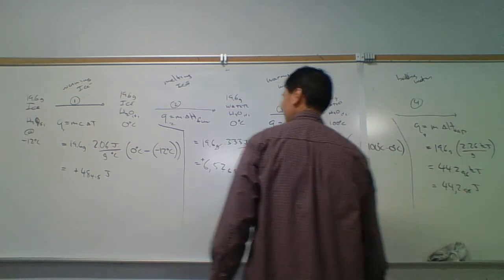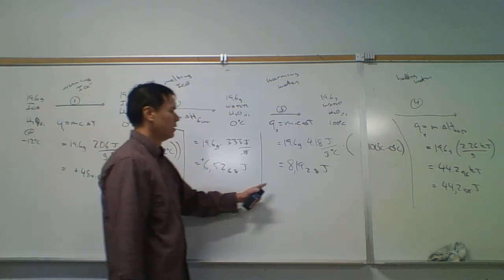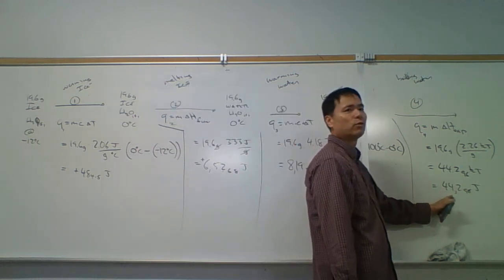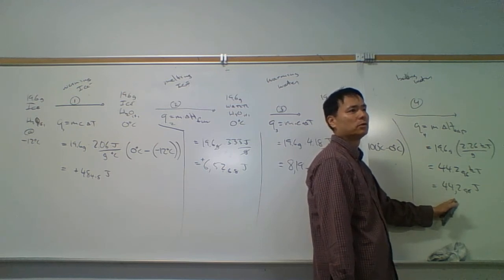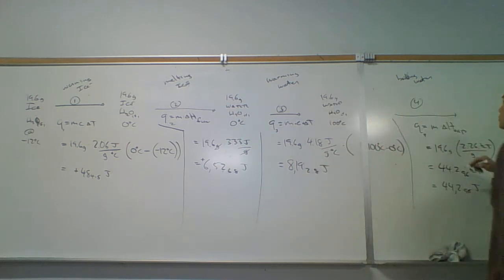And so by far, the first step took about 500 joules, the second step 6,500 joules, the third step took about 8,200 joules, but the fourth step is going to take 44,000 joules, quite a bit more. So this is by far the most. And then once we boil all the water, what are we going to be left with? We're going to be left with 19.6 grams of what? Steam, which is H2O gas. At what temperature? At 100 degrees C.